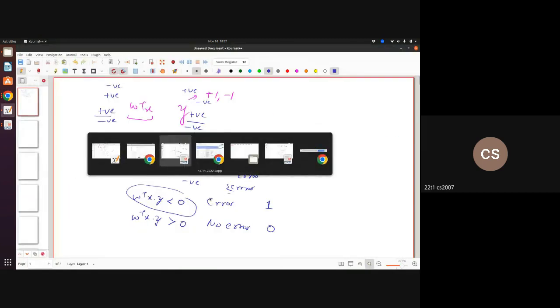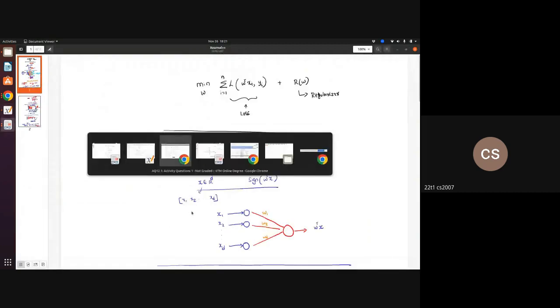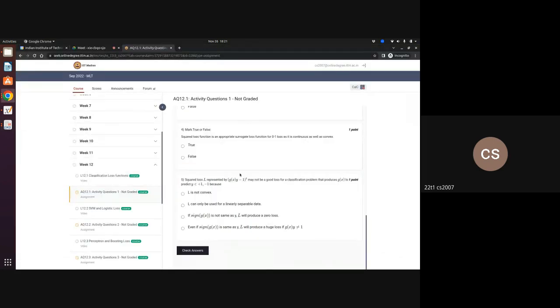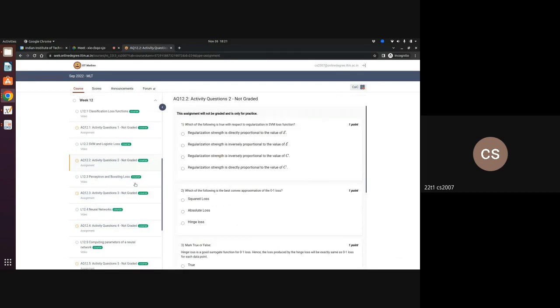If you look at this region, what is happening? W transpose X into Y is equal to 1. In that case, you put 1 here, 1 minus 1 is equal to 0, so the squared loss comes out to be 0. This is correct, but all this region is not correct. So that's why squared loss may not be a good loss for representing 0-1 loss. All right. Let's move on to the next set of questions.